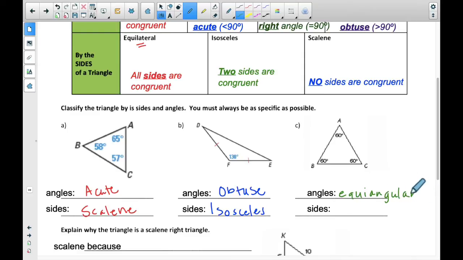They didn't mark any of the sides, but something that is true is that equiangular and equilateral go together. If one is equiangular, then it must also be equilateral. We will actually get to that in 10.3, but it is true. So just so you know, if it's equiangular, it is also equilateral.